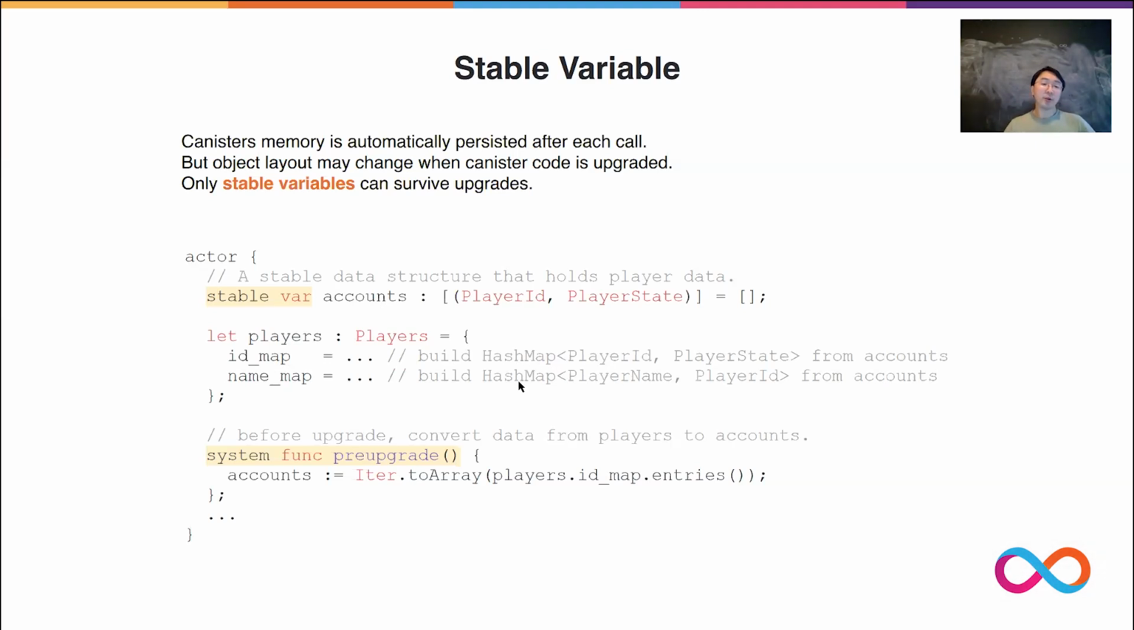This players variable is constructed from the accounts, basically by computing these two hash maps. Then I use only players in my implementation. But when I want to upgrade, I need to convert from this player structure back to the account structure. So during pre-upgrade, I basically update the accounts with the latest set of players. This is how I handle persistence that survives upgrades in my game canister.